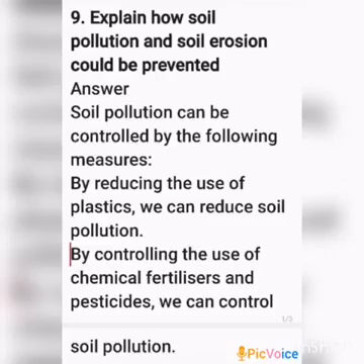The ninth one, explain how soil pollution and soil erosion could be prevented. Let us see the answer. Soil pollution can be controlled by the following measures. What are the measures, children? By reducing the use of plastics, we can reduce soil pollution. And by controlling the use of chemical fertilizers and pesticides, we can control soil pollution.